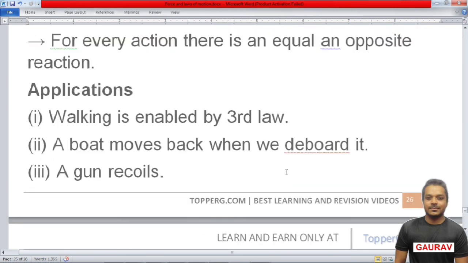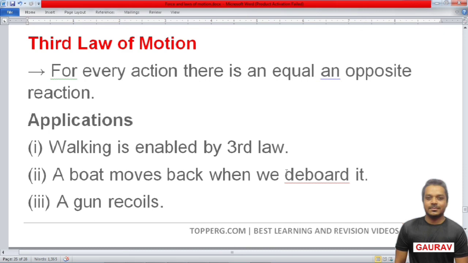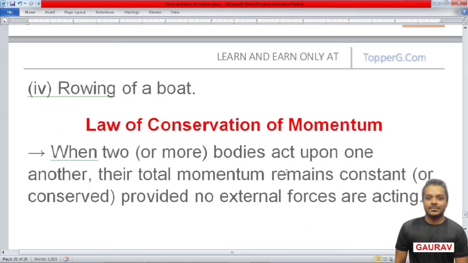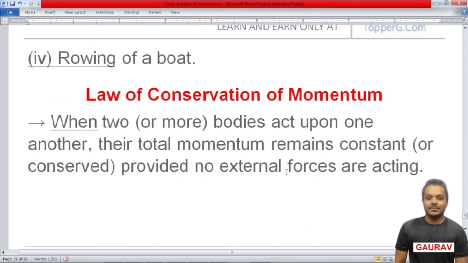Application. Walking is enabled by the third law of motion. A boat moves back when we deboard it. A gun recoils. Rowing of a boat. Law of conservation of momentum. When two or more bodies act upon one another, their total momentum remains constant or conserved, provided no external forces are acting.